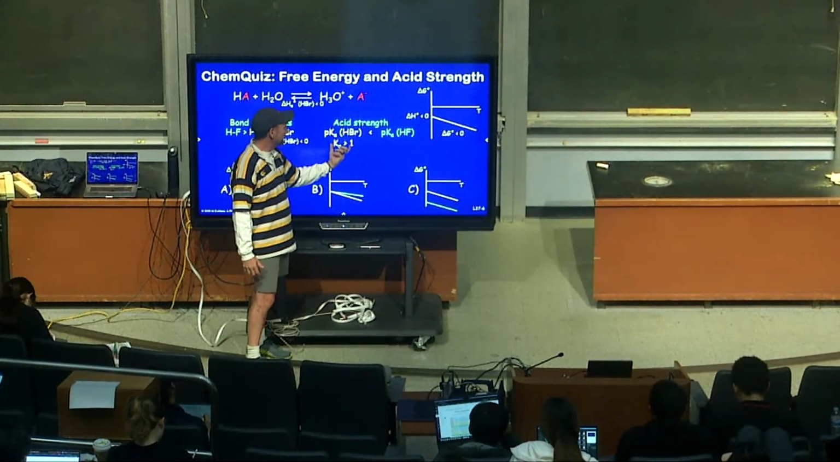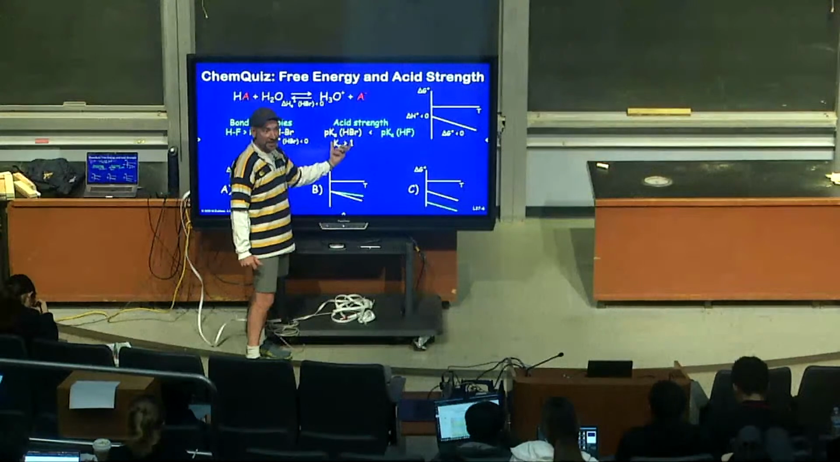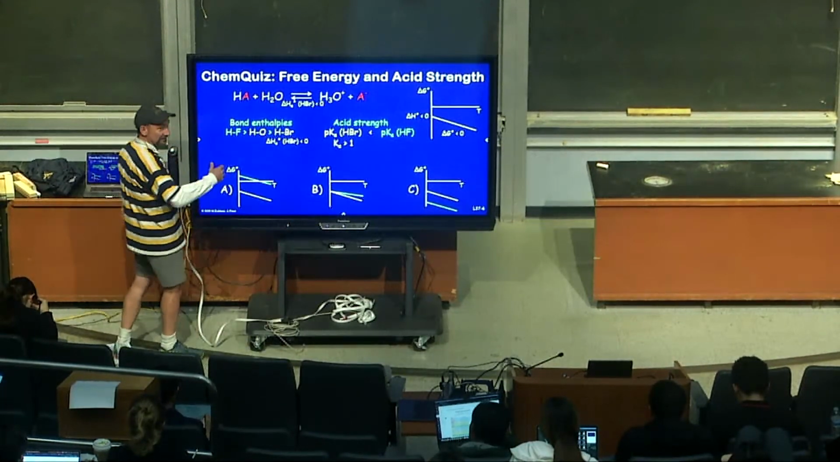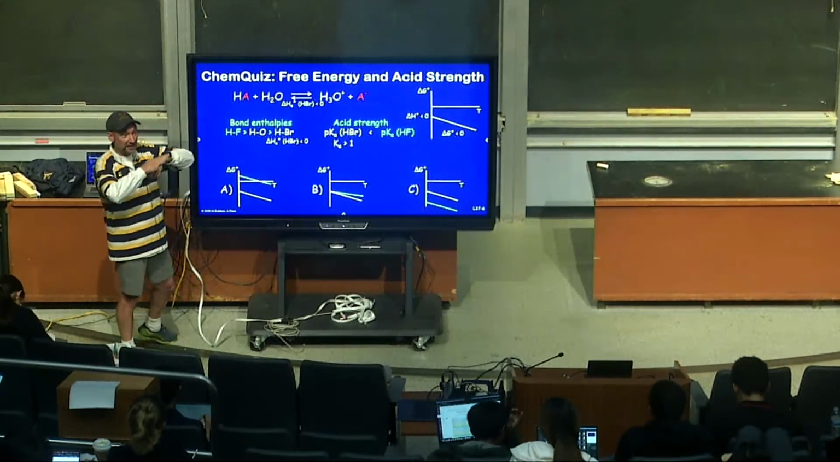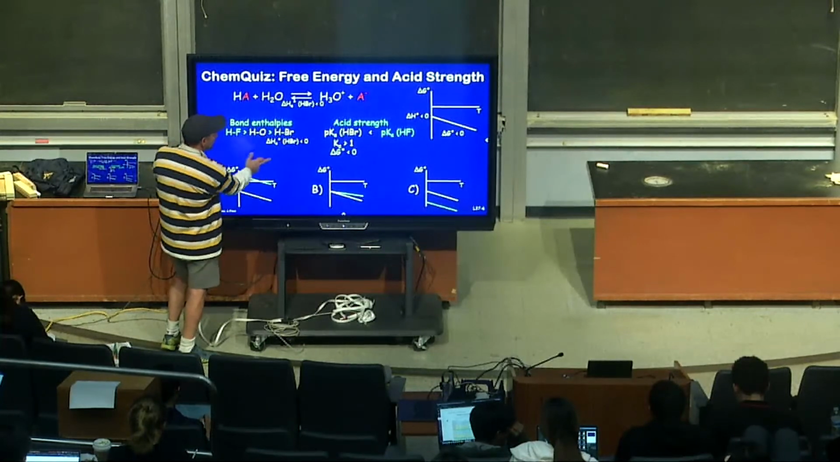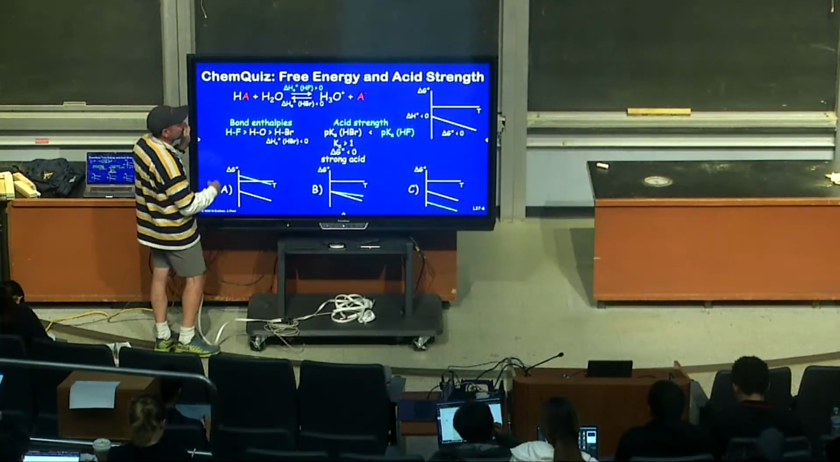Now I can actually classify that as a strong acid. That's the definition of strong acid: the dissociation constant K is bigger than 1. Because ΔG is less than 0, that's a strong acid.